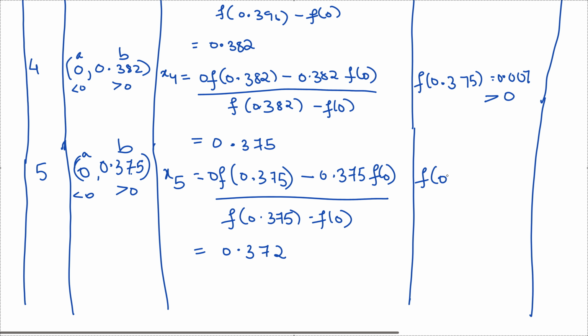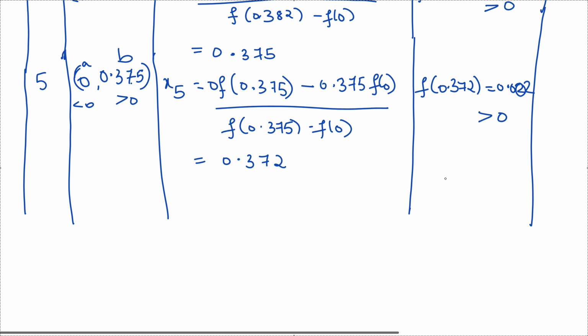Now f of 0.372 is equal to 0.002 actually, greater than 0. So this is also greater than 0. So now we will replace whatever was greater than 0 in the previous interval with a new x value. Since this is greater than 0, in the previous interval whatever was less than 0 we will write as it is. Okay, in the 6th iteration 0, 0.372. This is A, this is B. This was less than 0, this was greater than 0.